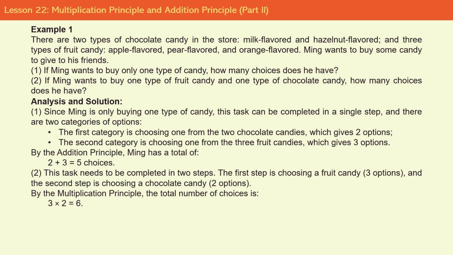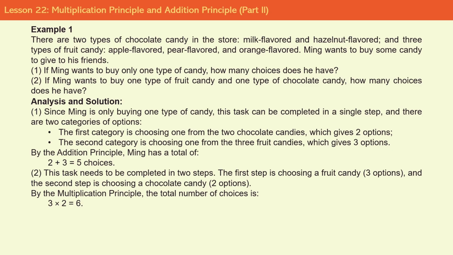For question 1, since Ming is only buying one type of candy, this task can be completed in a single step, and there are two categories of options. The first category is choosing one from the two chocolate candies, which gives two options. The second category is choosing one from the three fruit candies, which gives three options. By the addition principle, Ming has a total of 2 plus 3 equals 5 choices.